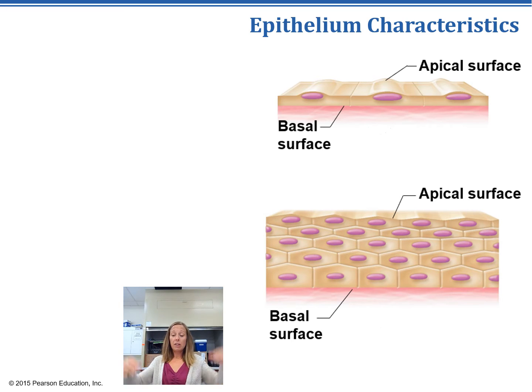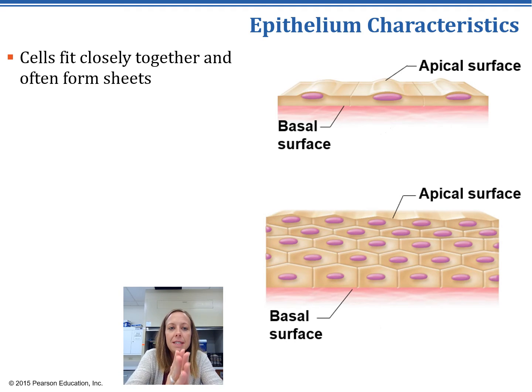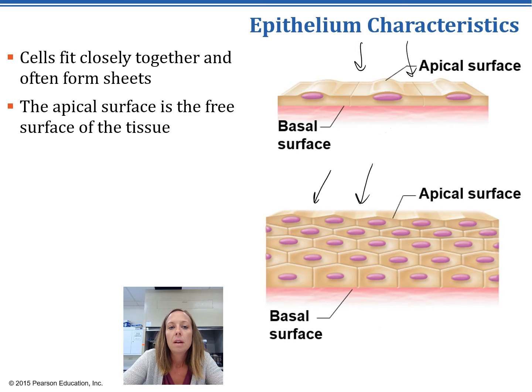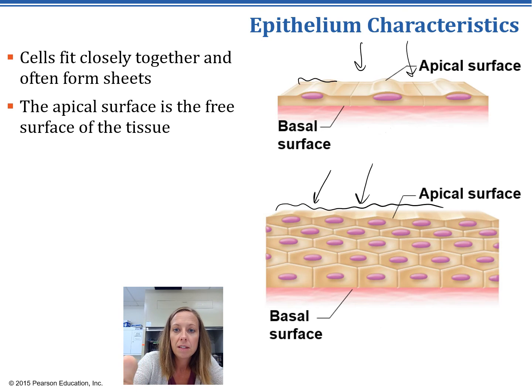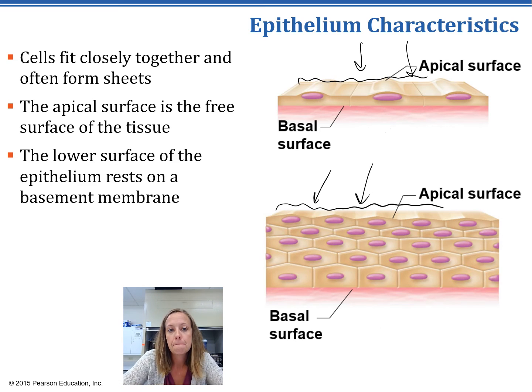There's some key characteristics of epithelial tissue that you need to know to be able to decide that it's epithelial tissue. First is that your cells fit closely together and form sheets lots of times. So if we look at these cells, there's no space between one cell and the next. They have an apical surface, which is the surface that faces the free space, the top of it. So this surface here and this surface here are your apical surfaces. So this is always going to face free space.